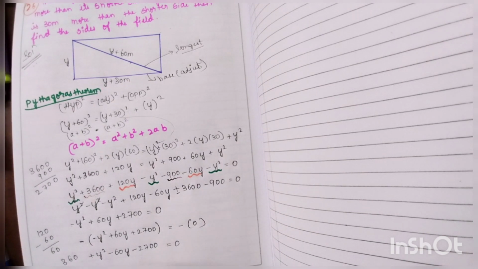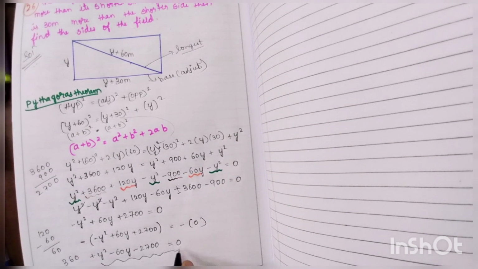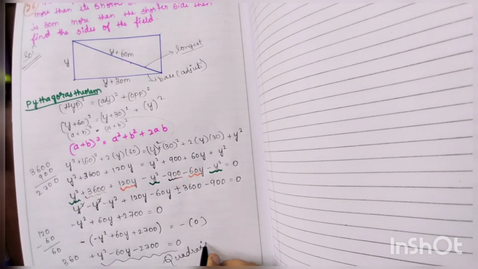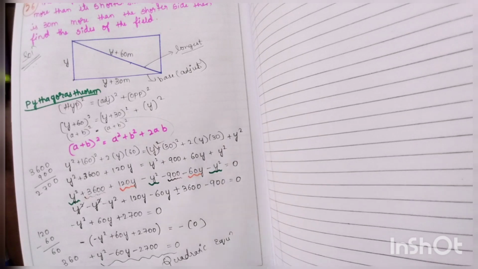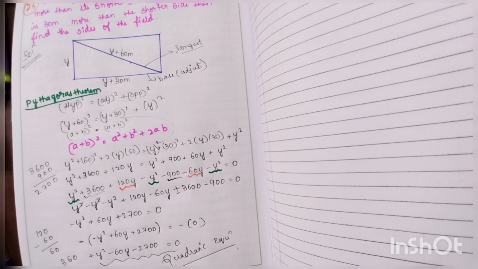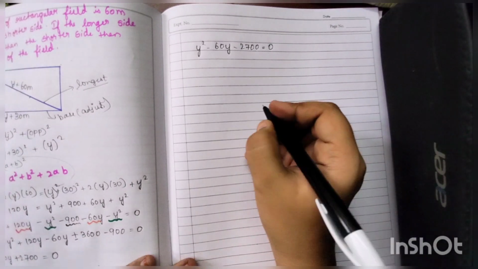So now this looks like a quadratic equation. Correct. So this looks like a quadratic equation. If you want to know about the quadratic equation to solve very easily, I will upload the video for that. If you want, just write it in the comment section. So this was the equation.